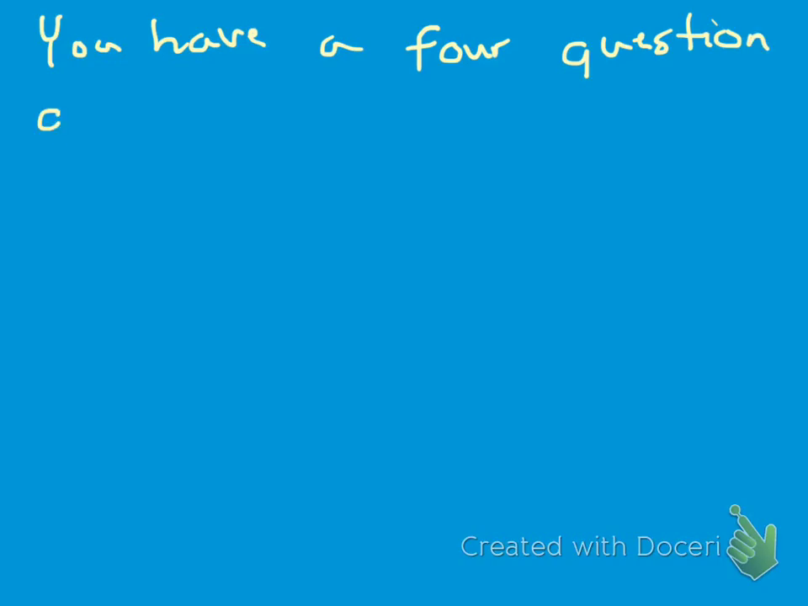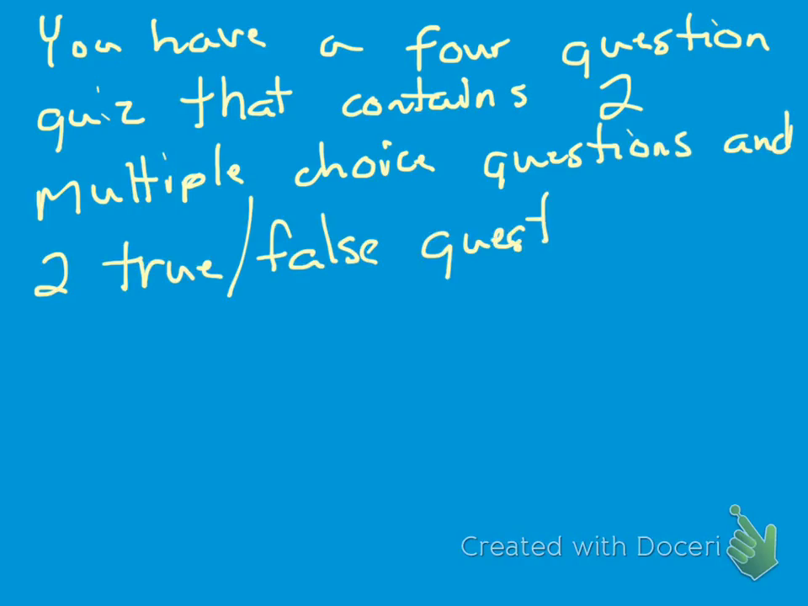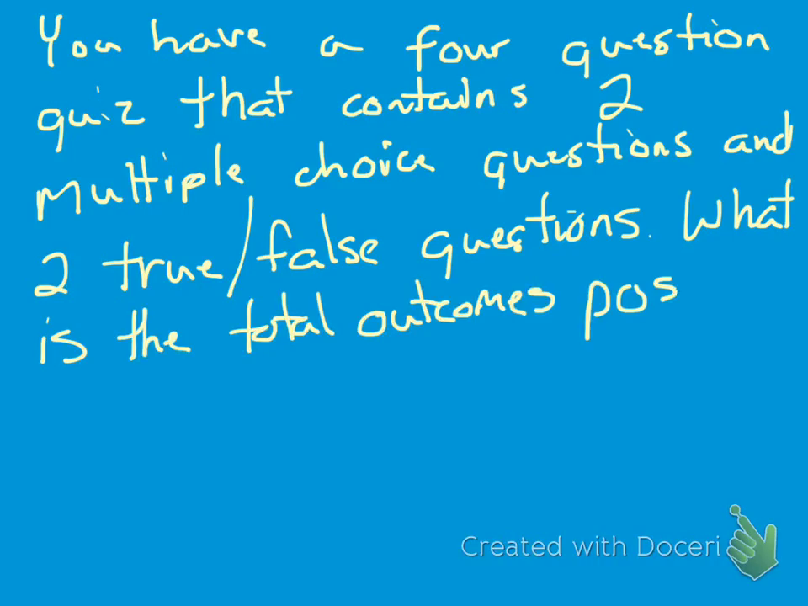Let's look at one last example. This is going to be a little more challenging. We're not going to be able to make a tree diagram for it, so you're going to have to think about this a little bit. You have a 4-question quiz that contains 2 multiple choice questions and 2 true-false questions. What is the total number of outcomes possible? How do you think I should go about solving this?